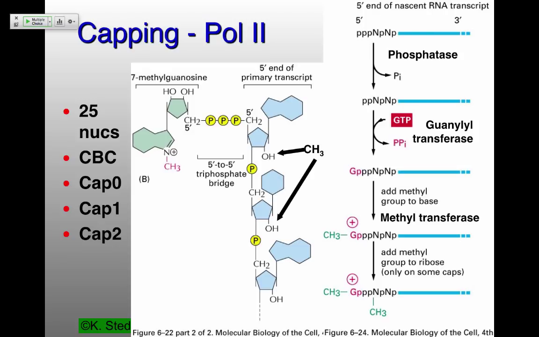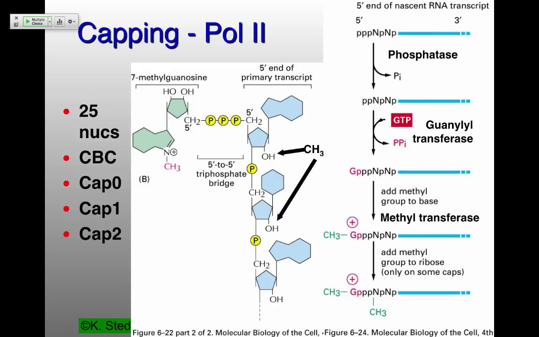This happens after about 25 nucleotides have been transcribed. Why 25 nucleotides? It seems that that's the distance that the RNA needs to get out of the RNA polymerase itself. So to get to where those 5' end modifying proteins are hanging onto the CTD, that's about 25 nucleotides away from the active site, right in the middle of the RNA polymerase itself.